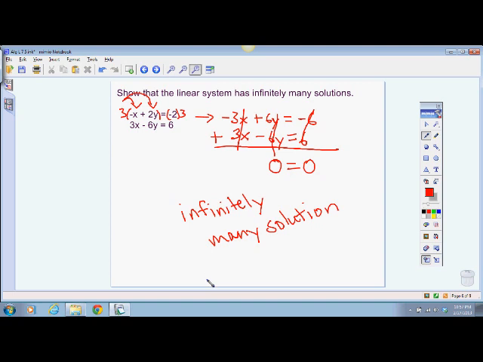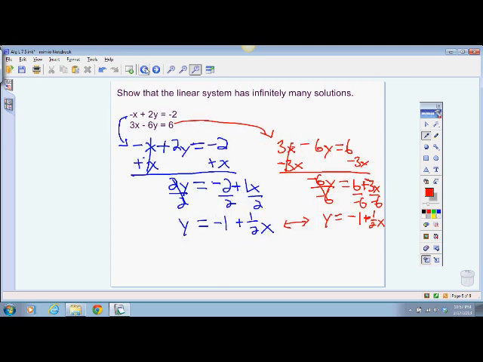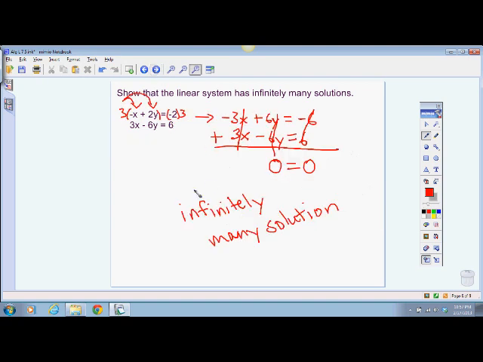Okay? So to show that a linear system has infinitely many solutions, if you get a true statement like 0 equals 0, that's always going to be true, that shows that it has infinitely many solutions. If you were to write them in slope-intercept form and they come out to the exact same thing, that also shows that they have infinitely many solutions. So remember, most of the time we're going to be looking for one solution, but in a case like this, this is showing that a system has infinitely many solutions.